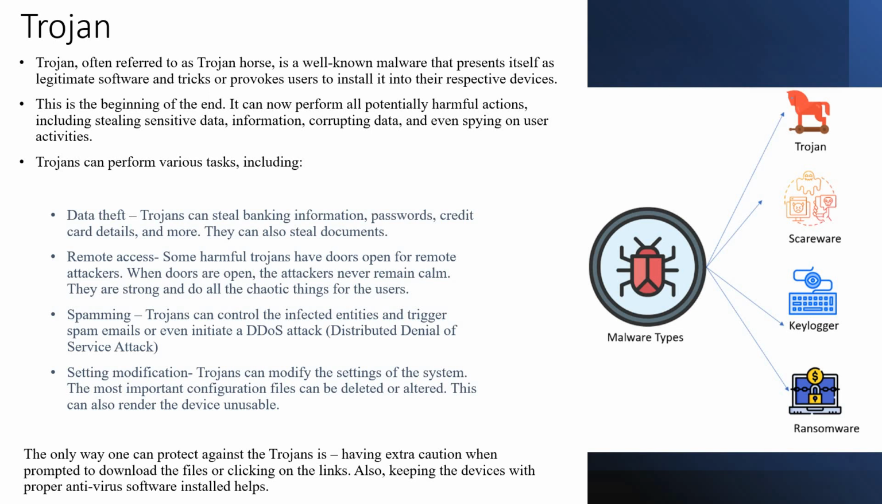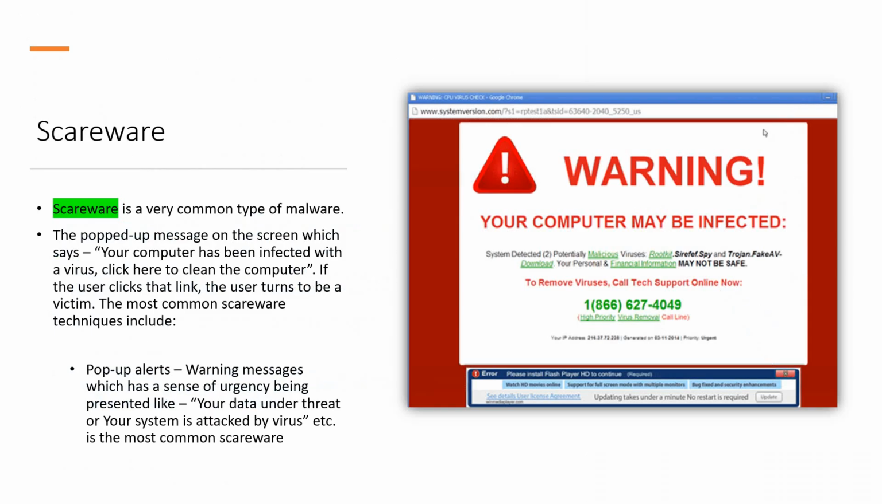They can also modify the settings in your machine, and important configuration files can be altered or even deleted. The only way you can protect yourself from the Trojan is to have extra caution and not download any unnecessary software or from links which you are not very sure of. Also, keeping the devices up to date with proper antivirus will help you avoid attacks from Trojans.